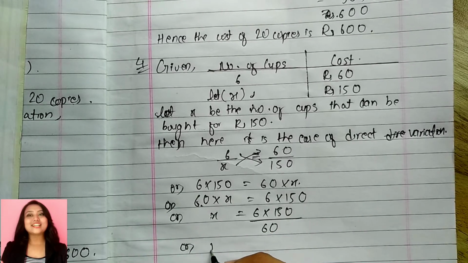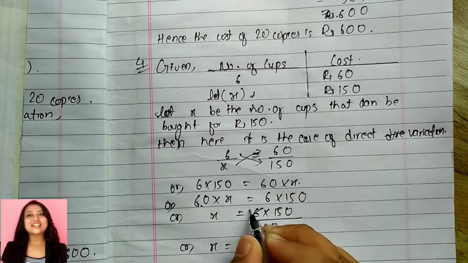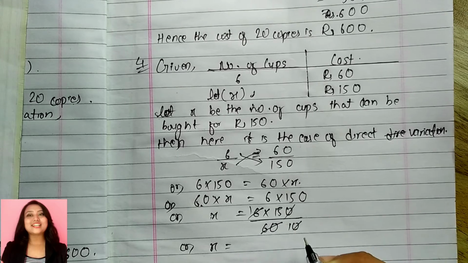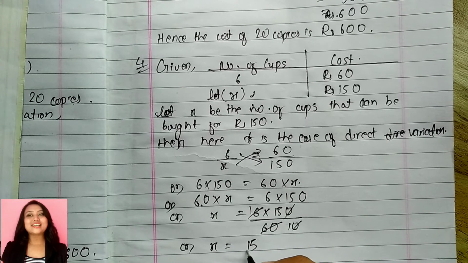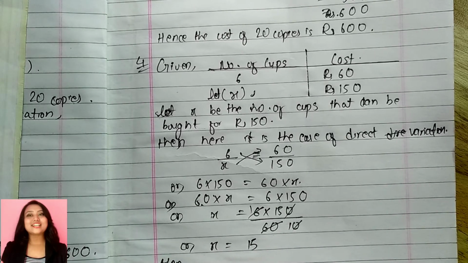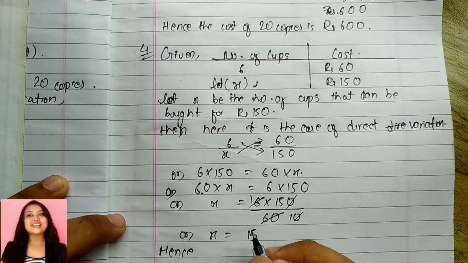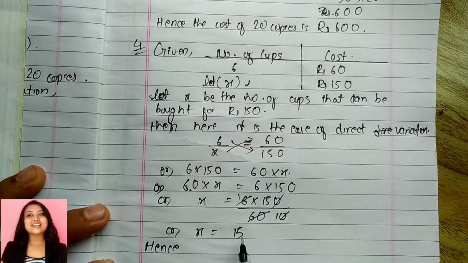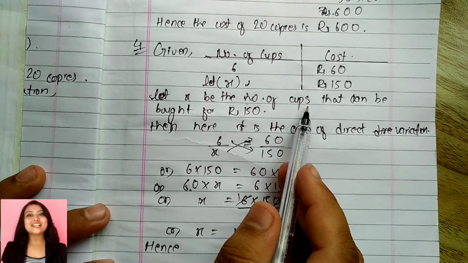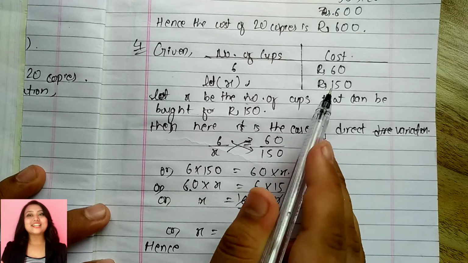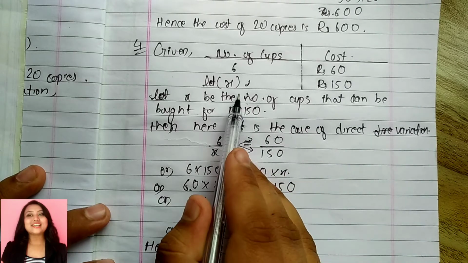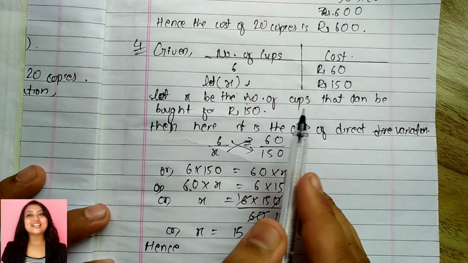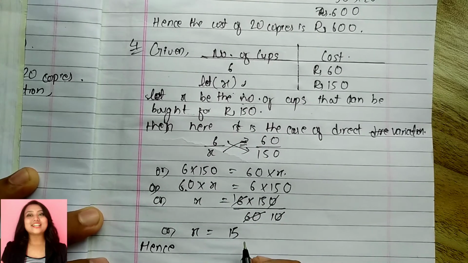And divide. x equals, now what happens, 6 1s are 6, 6 10s are 60, 10 and 0 will cut down, x equals 15. Hence, now we should write here rupees or not? No, we should not write rupees here, because this x is the number of cups we have supposed. We haven't supposed the cost here. We have let x be the number of cups. We haven't supposed the cost. So x equals 15.